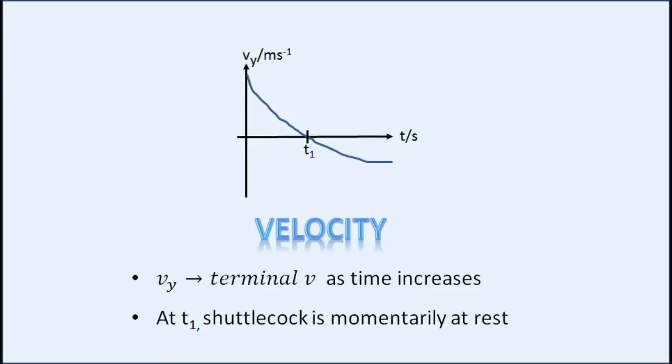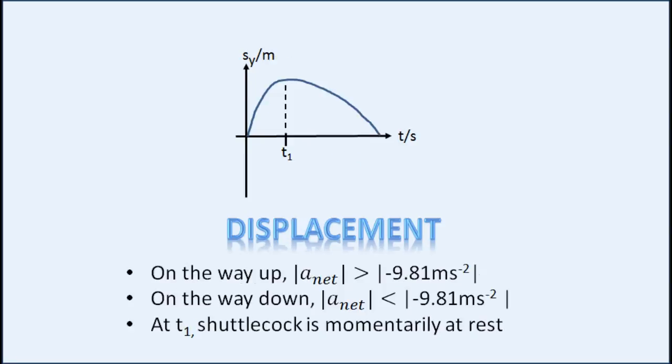By understanding the shape of the acceleration time graph, we obtain the shape of the velocity time graph. The initial velocity is positive as the initial motion is an outward motion. Velocity of the shuttlecock decreases at a decreasing rate and continues till it reaches a horizontal line, where the shuttlecock reaches its terminal velocity. When the graph cuts the x-axis at t1, the shuttlecock reaches the maximum height as the displacement of the shuttlecock experiences a turning point.